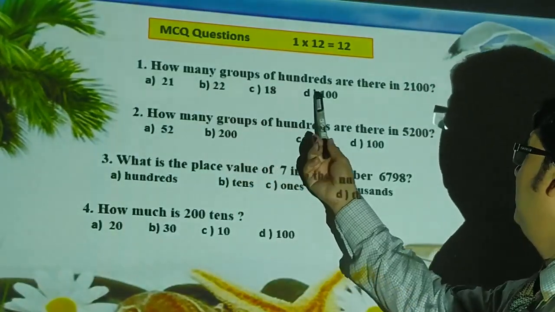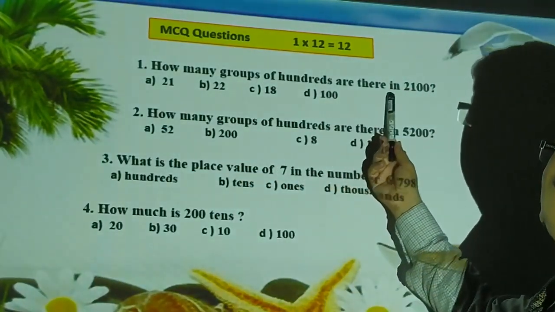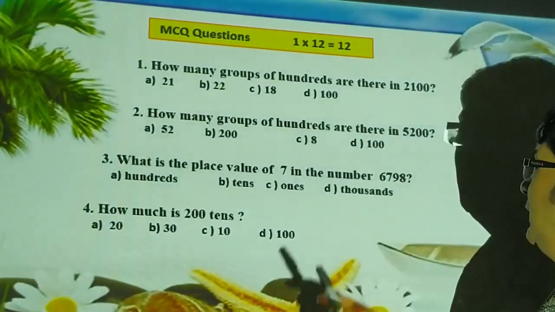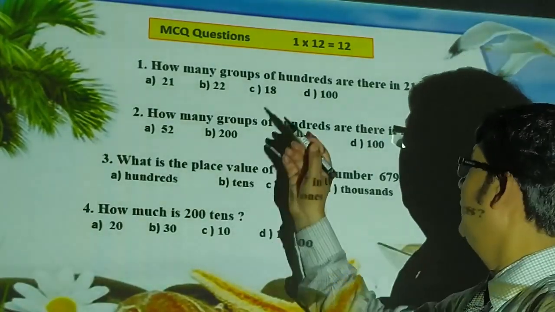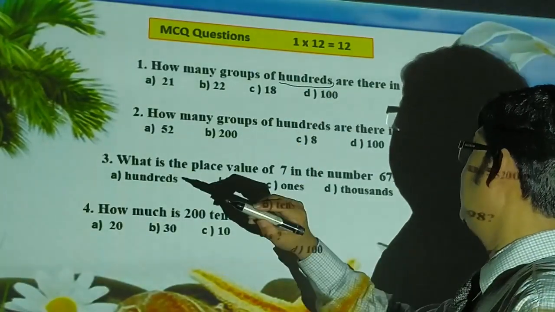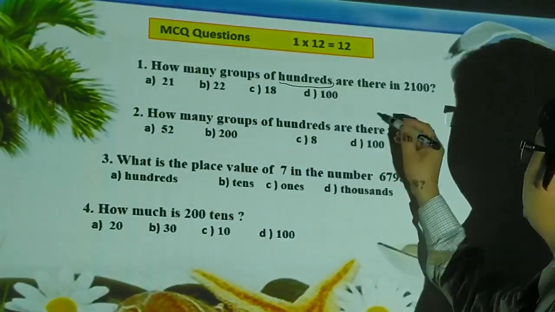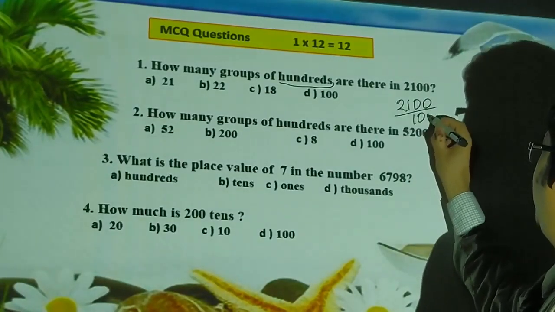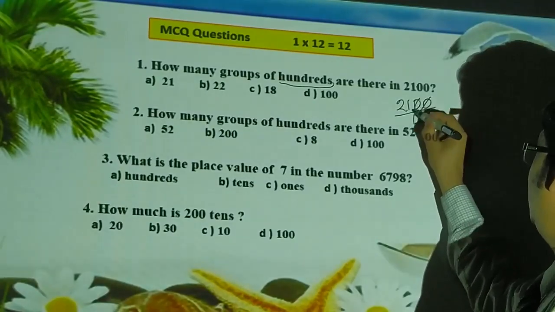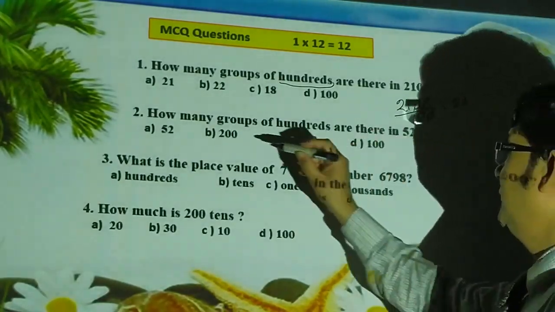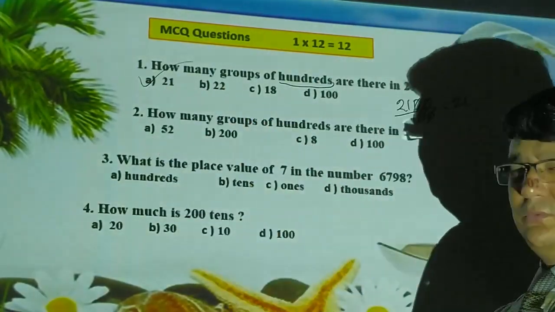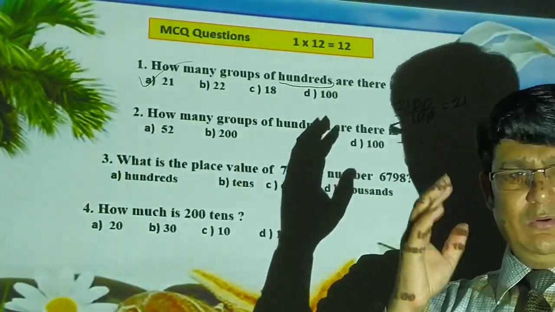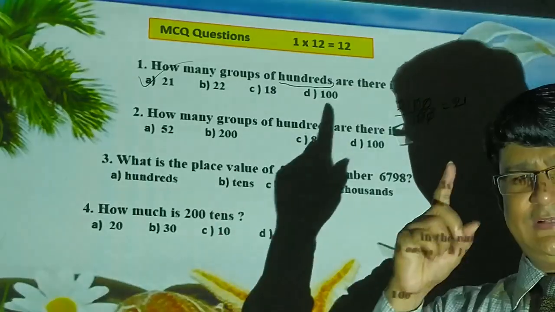How many groups of hundreds are there in 2100? So, my dear students, you follow. This is our main word, hundreds. So, 100 means you divide 21 divided by 100. So, you cut here, so our result is 21. So, you will write 21, the answer is here. And another 3 answers will be wrong, and one answer is given right.